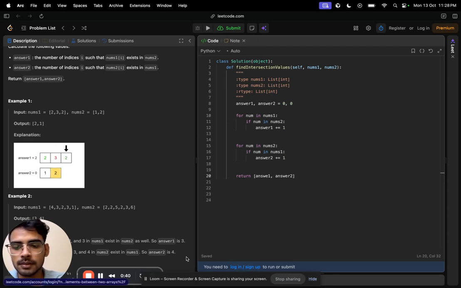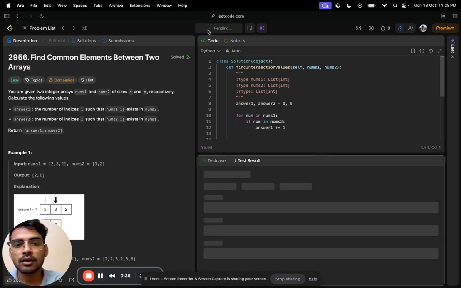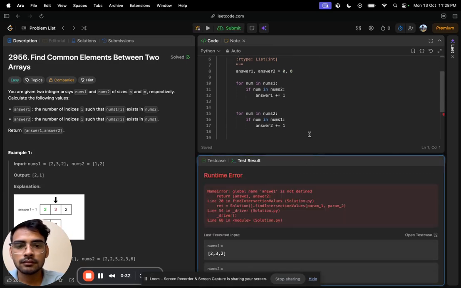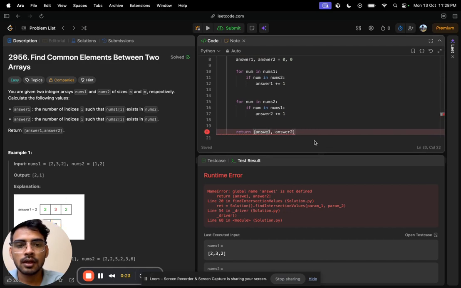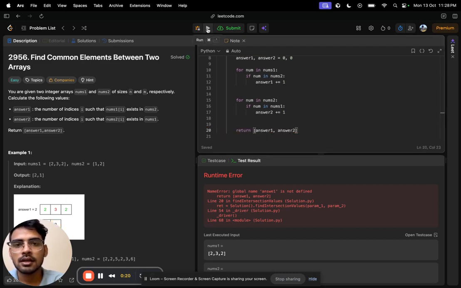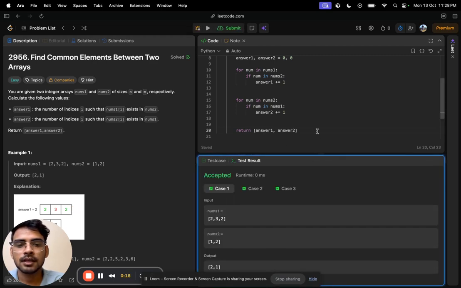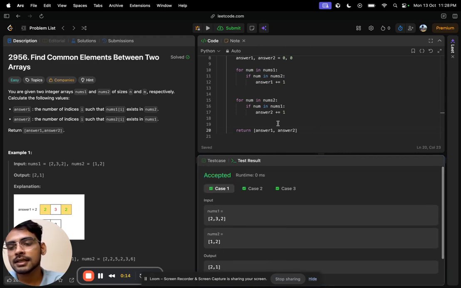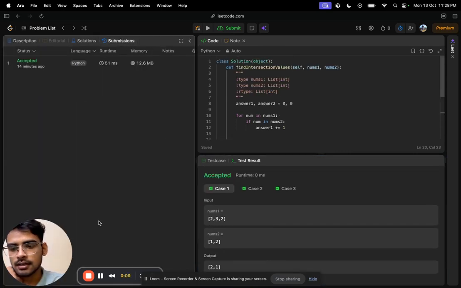Okay, we need to log in basically. Now I have logged in, and let's try to run. Okay, somewhere I have defined answer. Yeah, so here I need to write answer. Now let's try to run. It is running now. All the test cases have passed. I also have submitted this question earlier and it was running fine.